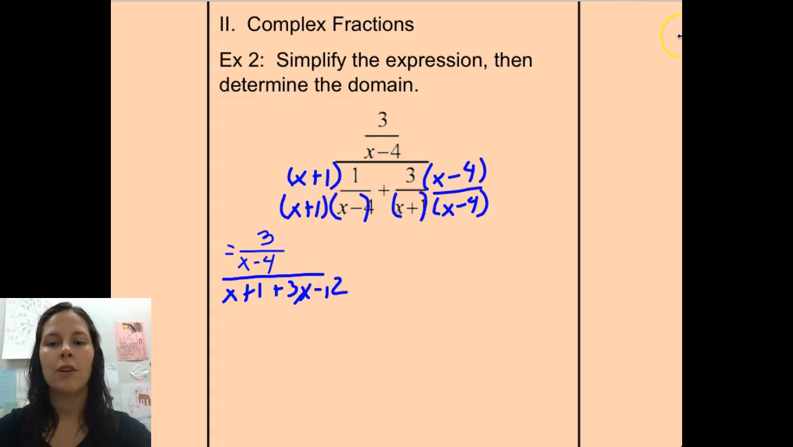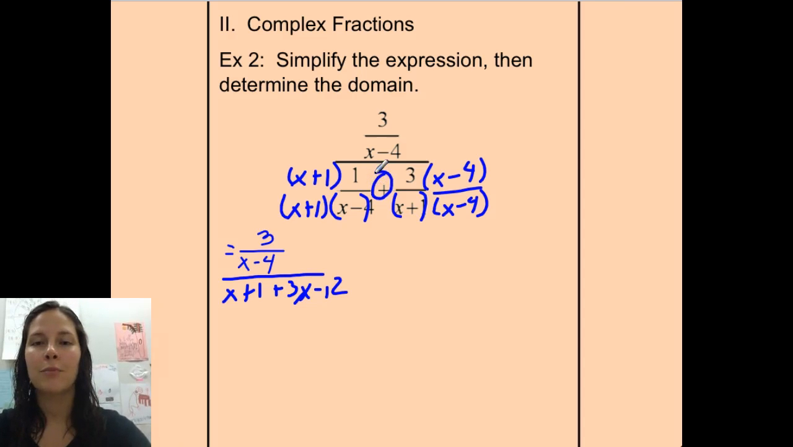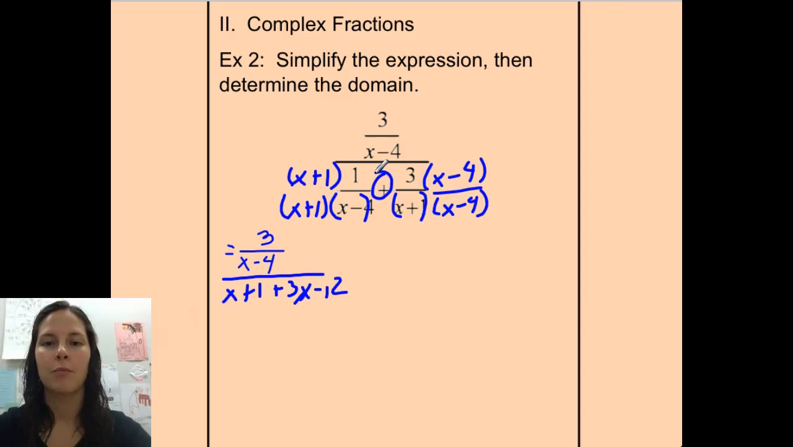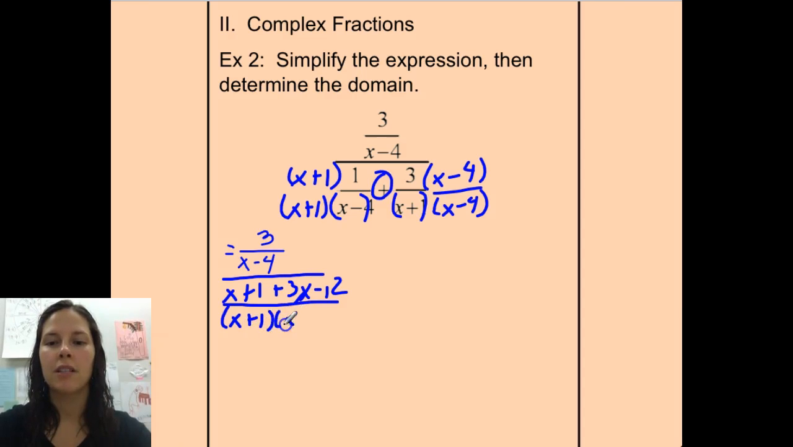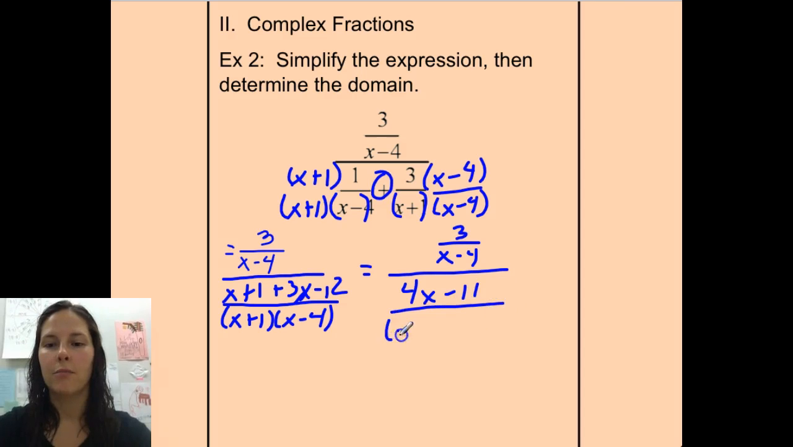I only recommend using this shortcut when it's addition of fractions. When it's subtraction, distribute the negative sign first, like we saw on example 1. And then we can put this all over our common denominator of x plus 1 times x minus 4. Our numerator again is still 3 over x minus 4. All over, adding those like terms, we have 4x minus 11 all over that common denominator.